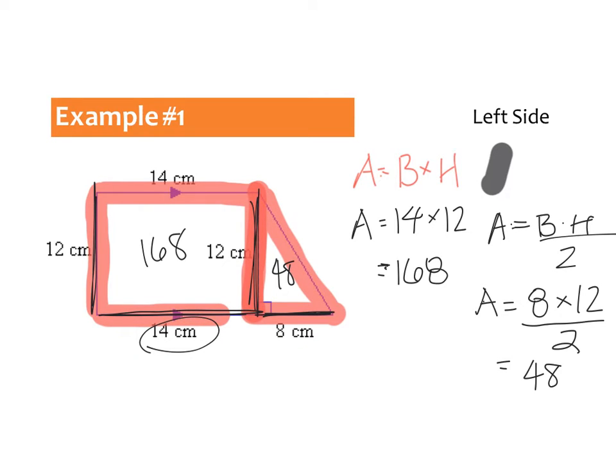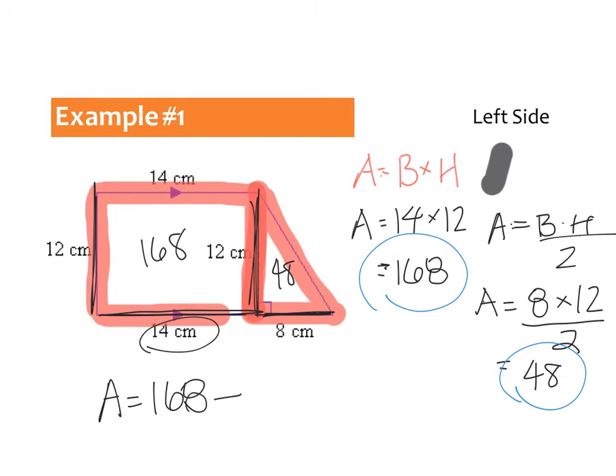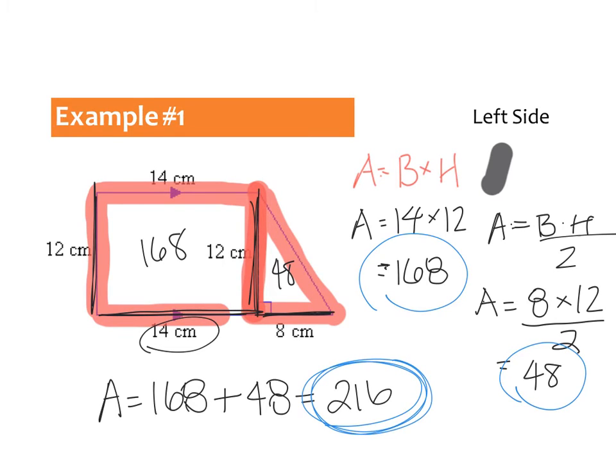Are we done here? The answer is no. Because now what we need to do is, because we have one big shape, we have to add these two areas together. So I'm going to add 168 plus 48, okay? And I'm going to get 216, okay? So my area of this shape is 216 centimeters, okay? Go ahead and take a moment to copy this down in your journal, and then we can get started on the next problem.